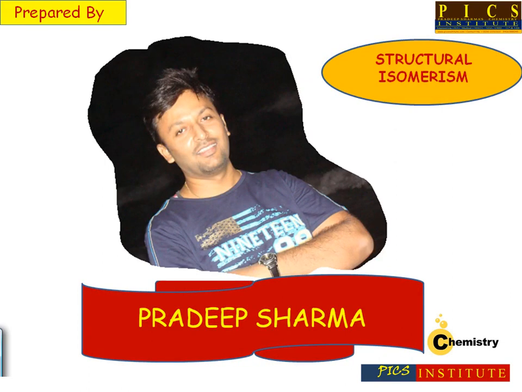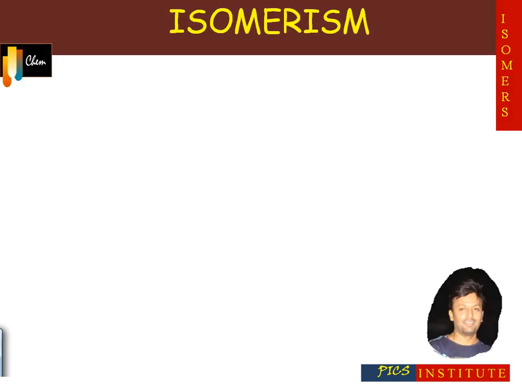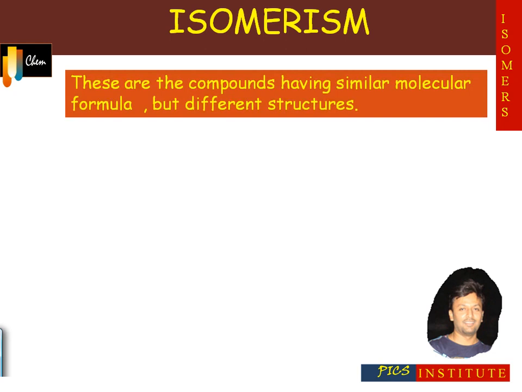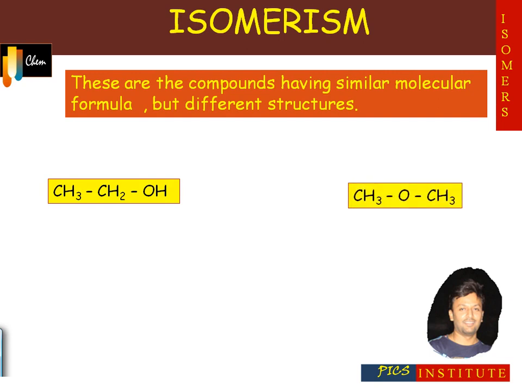In this video lecture, we will discuss structural isomerism. First of all, let's define isomers. Isomers are the compounds having similar molecular formula but different structures. For example, the first compound is ethyl alcohol and the second compound is dimethyl ether.